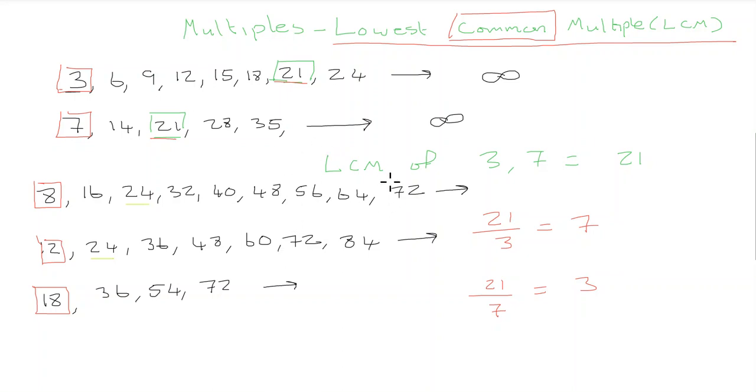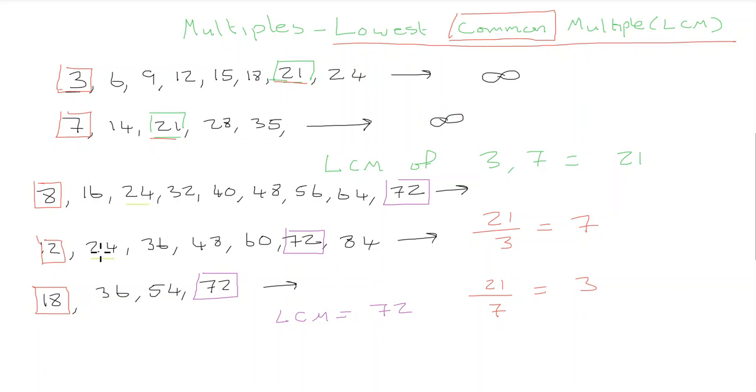So if we think about this number here, so you have 72 here, so that's a common multiple. You have 72 here. So there's no other number that's lower that's common to all three. 24 is common to 8 and 12, but it's not common to 18. So if we think about it then, the lowest common multiple between these three numbers is 72. So the lowest common multiple is equal to 72.